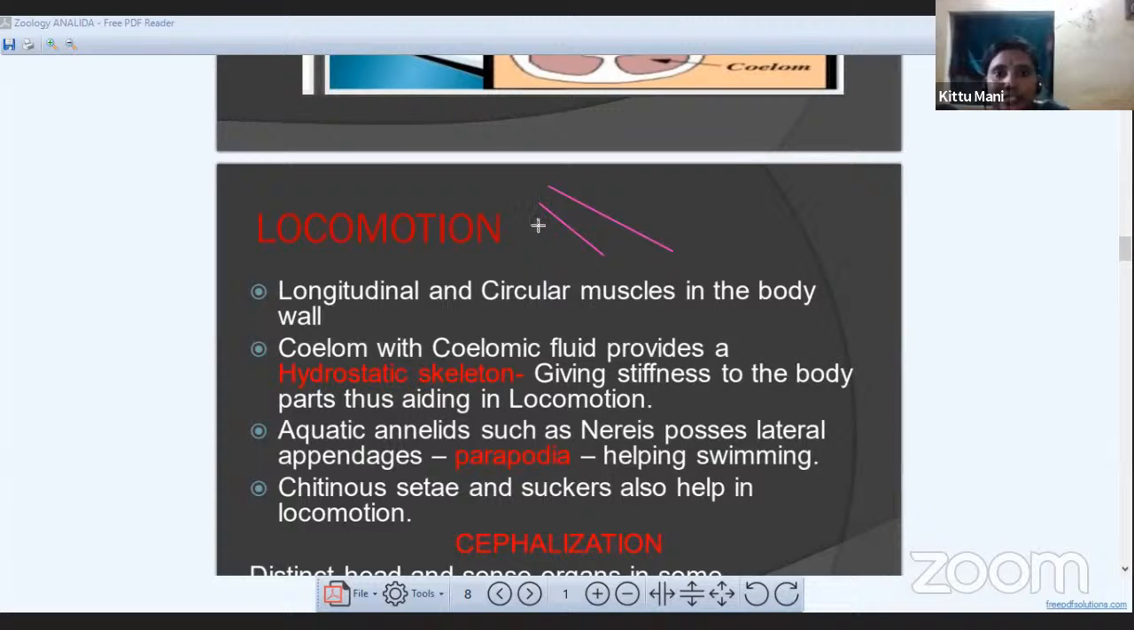Here in the lateral appendages, we will observe parapodia like this. We will observe structures like these which are used for swimming. In the aquatic position, the locomotion is swimming. So here parapodia are used for which type of locomotion, students? Swimming. Okay.